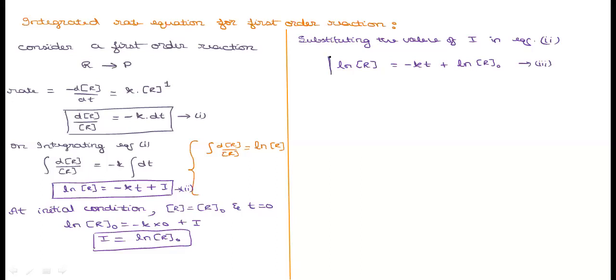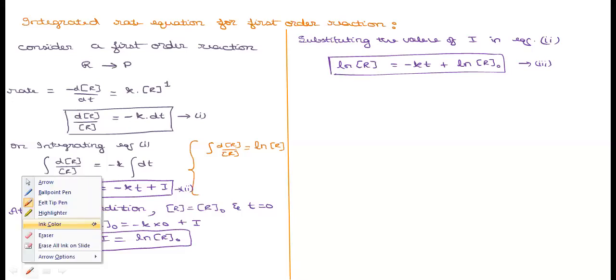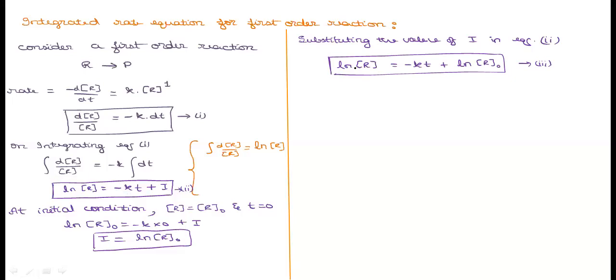And if we observe this equation, it is in the form of straight line equation, where ln r is the y coordinate, minus k represents the slope m, t represents the x coordinate, ln r naught represents the intercept of the line. So it is in the form of straight line equation, y is equal to mx plus c.